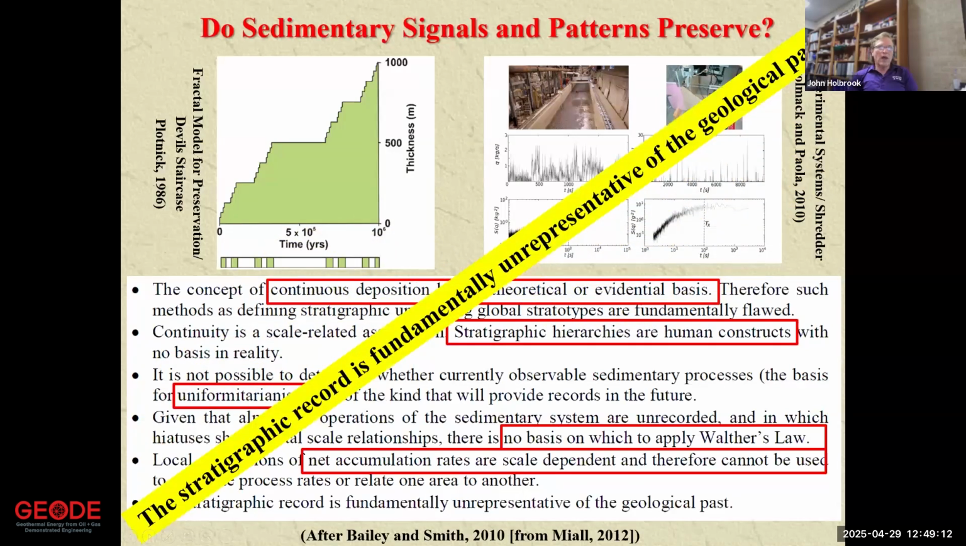So the stratigraphic record has been accused of being fundamentally unrepresentative of the geologic past, and that there's no predictability at all from it. Well, that's a little harsh. There actually is quite a lot of predictability, but we have to take it into the context of understanding exactly how this thing works to understand what we're really actually preserving when we make a reservoir.